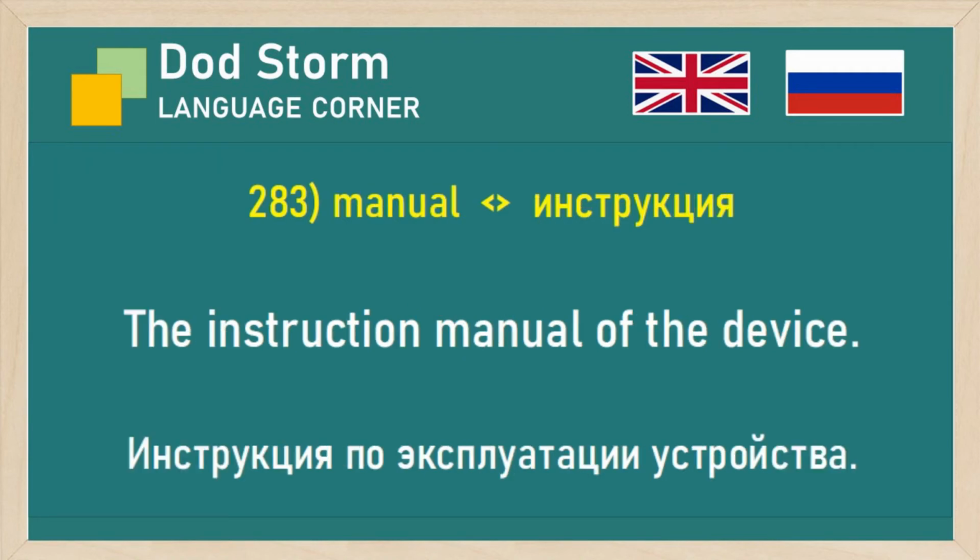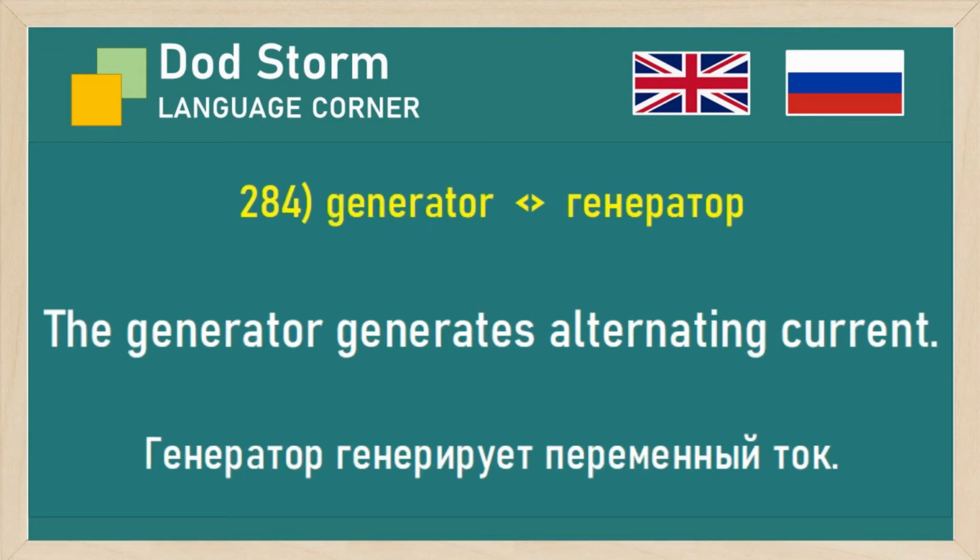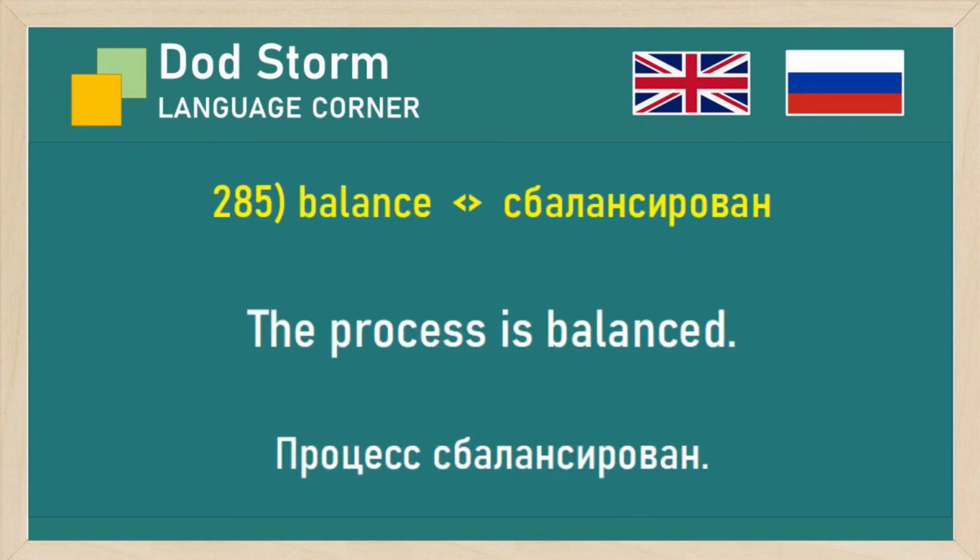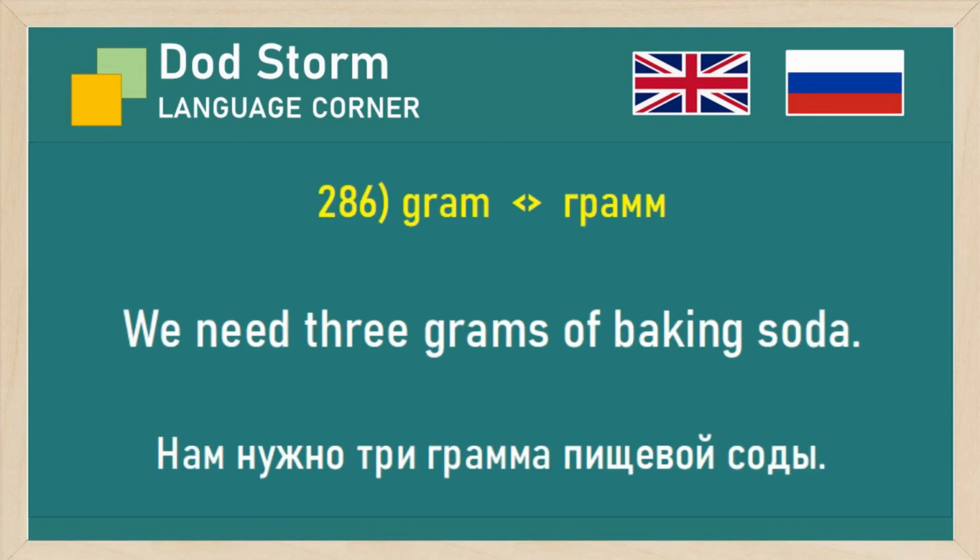The instruction manual of the device. The generator generates alternating current. The process is balanced. We need 3 grams of baking soda.